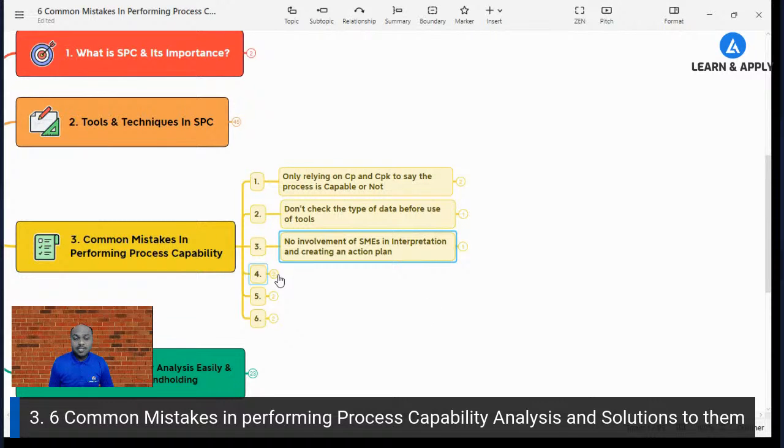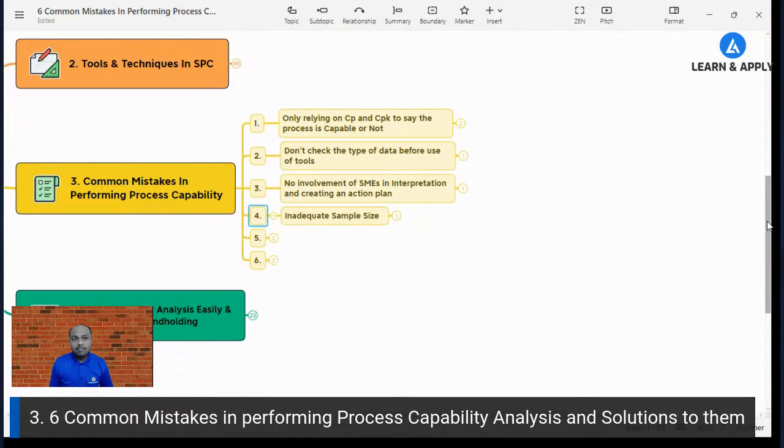Now, what is the fourth mistake? Now let's go into the more statistical part of it. What is the fourth mistake? Inadequate sample size. I have seen that people are just collecting data for, let's say, 20 samples or 25 samples, and doing the capability analysis based on that, right? This is again the wrong practice. This is again a common mistake.